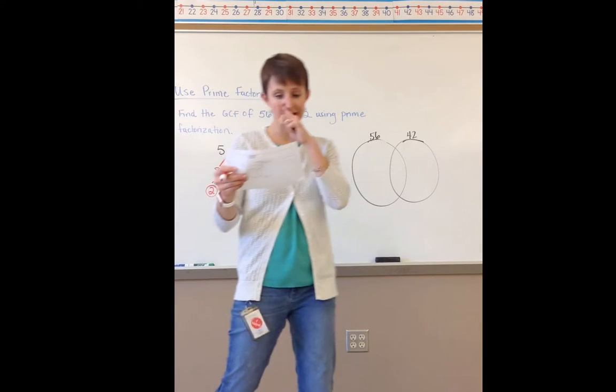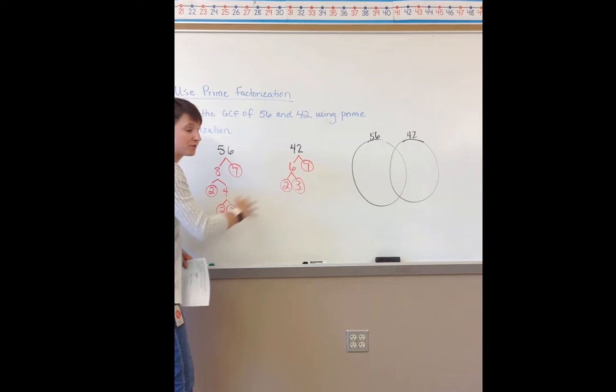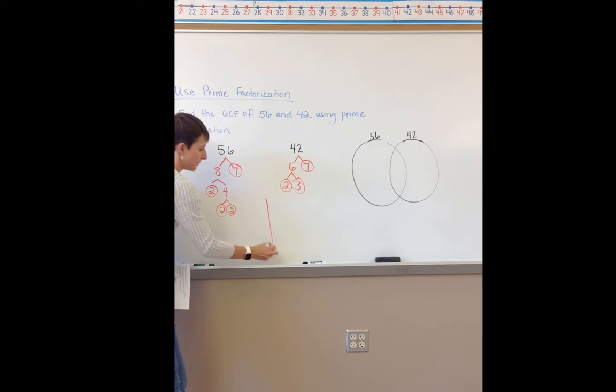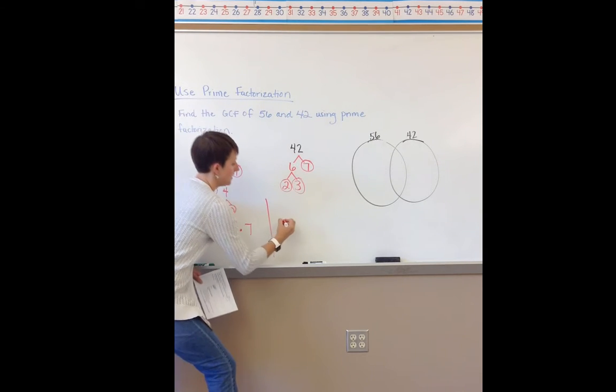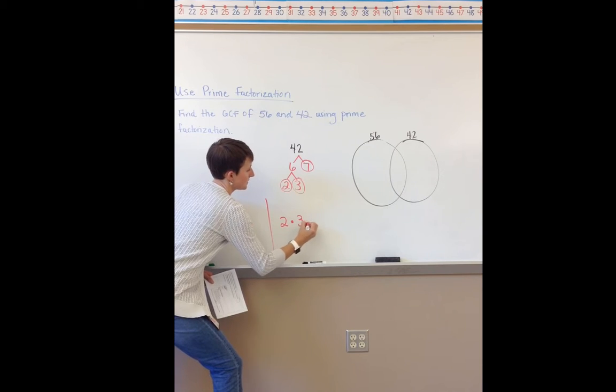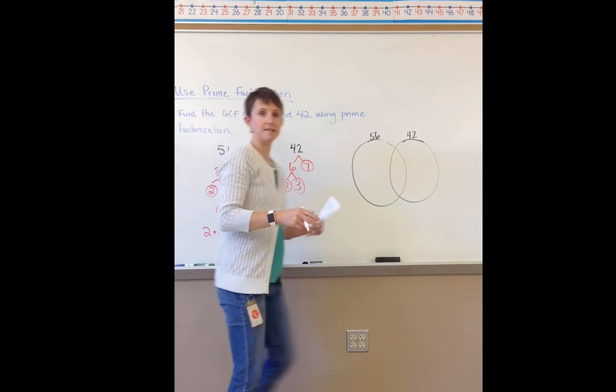Going back to my notes, it says write the PF. So I'm going to write the prime factorization for each one of these now. I'm going to put a little separating bar in. And remember, we want to do smallest prime to largest, so 2 times 2 times 2 times 7, double checking, 1, 2, 3, and then 1, 7. And then over here, 2 times 3 times 7, double checking, nice.